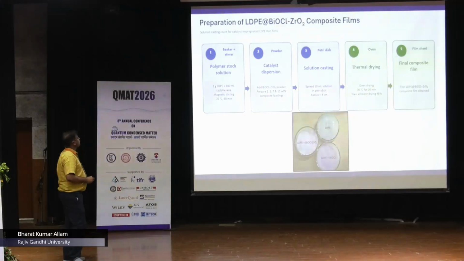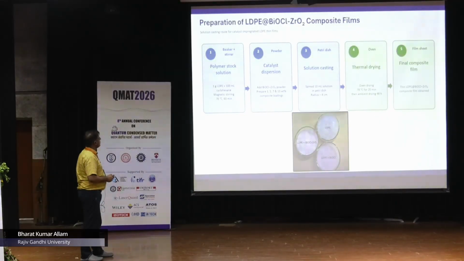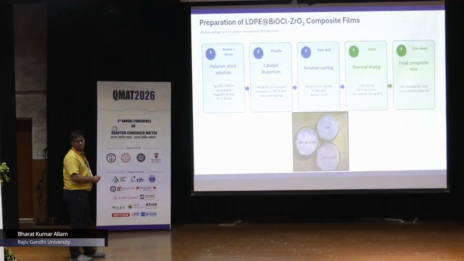So after successfully preparing that nanocomposite, we have fabricated the bismuth oxychloride zirconium oxide impregnated LDPE composite films. We prepared the polymer stock solution, then dispersed our catalyst in different weight percentages: 1, 5, 7, and 10 weight percent. We used the solution casting method to disperse our catalyst, and thermal drying, and finally we have the composite films. You can see the composite films. This one is our composite film.